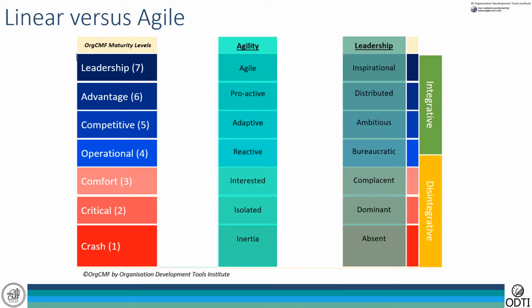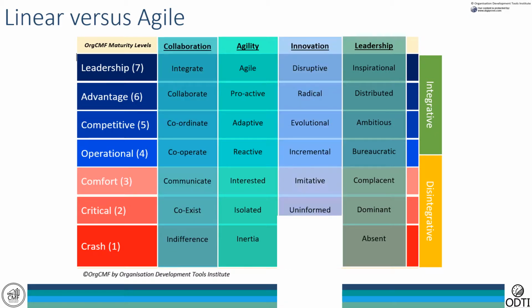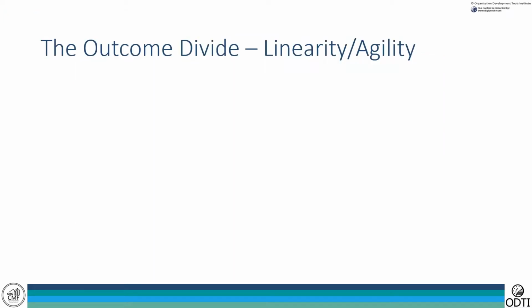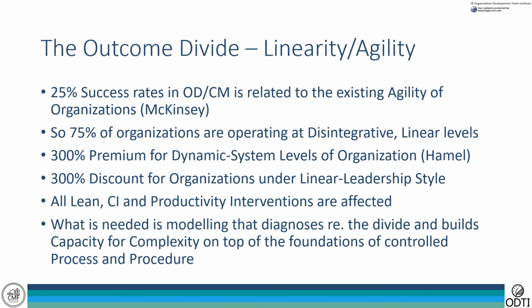And likewise, they can do this for leadership, or for collaboration, or for innovation, by focusing on the relevant dynamics in the organization. Where the organization resides on the maturity scale, between linearity at one end and agility at the other, can explain its current performance. The 25% success rates, according to McKinsey, are related to the existing organizations with agility. There's a 300% premium for dynamic systems performance at the higher levels, according to Gary Hamel.